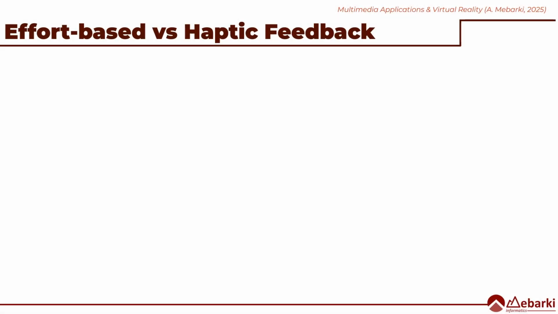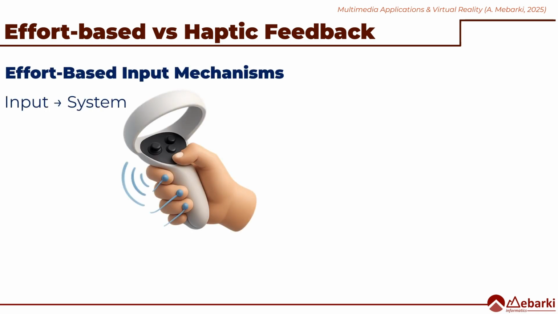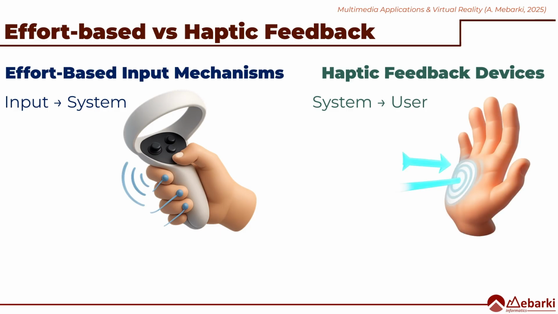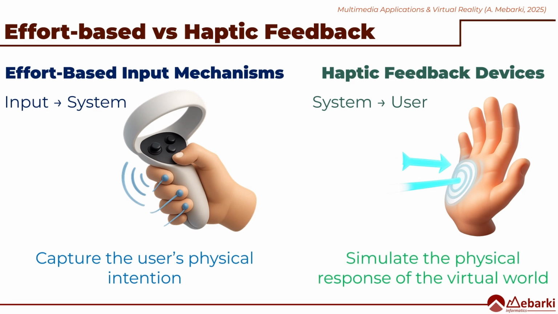In virtual reality systems, it is important to distinguish between effort-based input mechanisms and haptic feedback devices, as they play complementary but opposite roles within the interaction loop. Together, they form the sensory-motor link between the user and the virtual environment, a bidirectional interaction system. The first captures the user's physical intention, while the second conveys the system's response back to the user, enabling natural, intuitive, and immersive interaction in virtual reality environments.